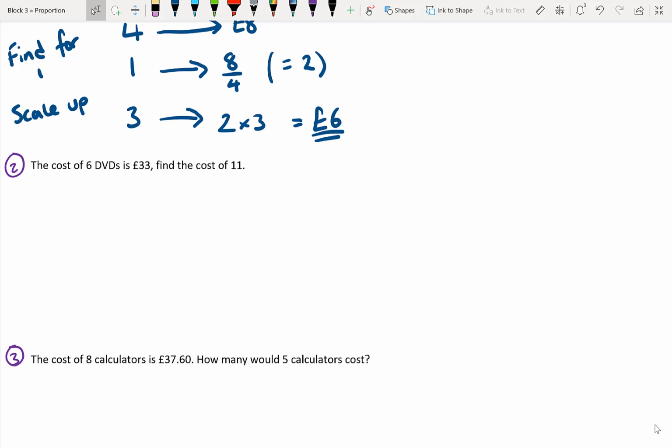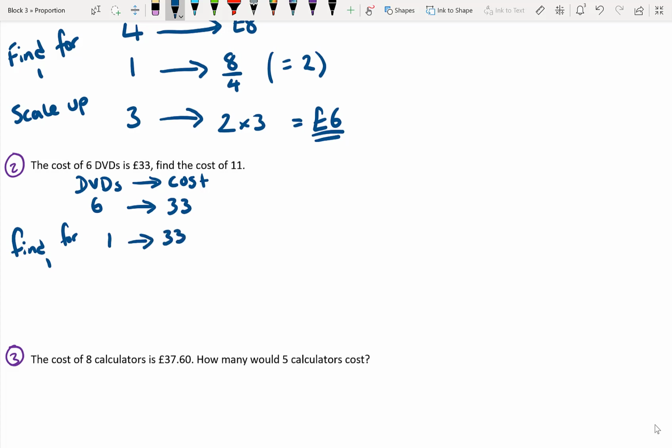Same idea: the cost of 6 DVDs is £33. Find the cost of 11. Already these notes are a little bit outdated, no one really buys DVDs anymore, but you might. So we've got DVDs to cost. You've got 6 of them, which cost £33. Next we're going to find it for 1. So if 6 of them cost £33, one of them is 33 divided by 6.